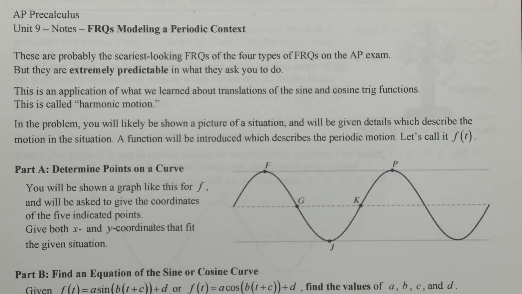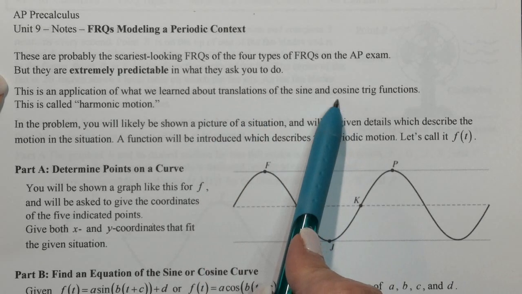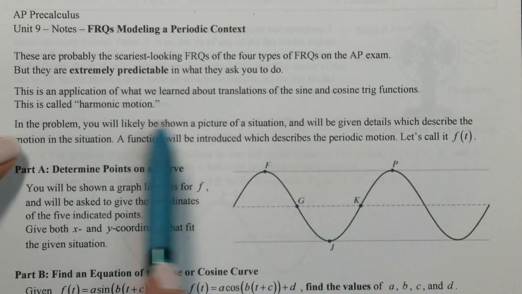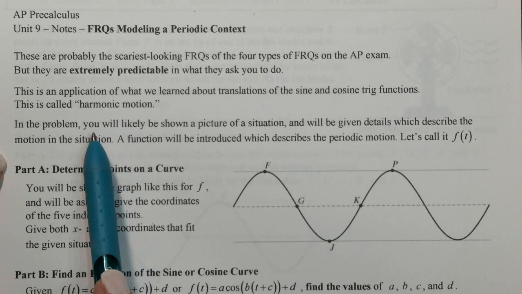Today we're going to talk about one of the 4 types of FRQs on the AP exam. This one is on modeling a periodic context. So it's a word problem. You'll be given a word problem, and these are very predictable in what they ask you to do. We're going to be applying what we learned transforming, translating sine and cosine trig functions. This is also called harmonic motion.